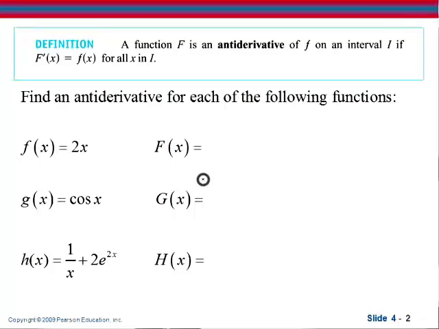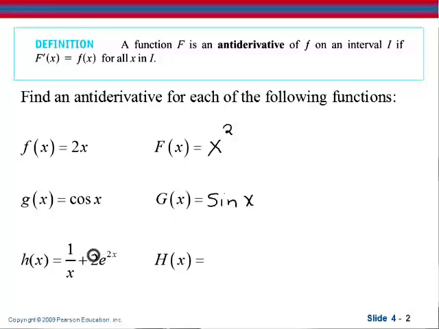We want to find an antiderivative for each of the following functions. Notice we have f of x equals 2x, so we want to find a function that has the derivative 2x. That's going to be a power rule. If I had x to the positive 2 and I take its derivative, we bring a 2 to the front, subtract 1 from the exponent, and our derivative is 2x. So the antiderivative of 2x is x squared, because that's a function whose derivative is 2x. An antiderivative of the cosine of x is sine x. Remember our rules, the derivative of the sine of x is cosine x.